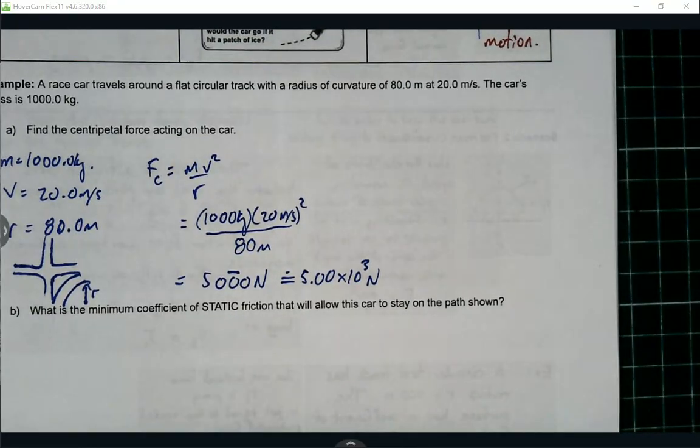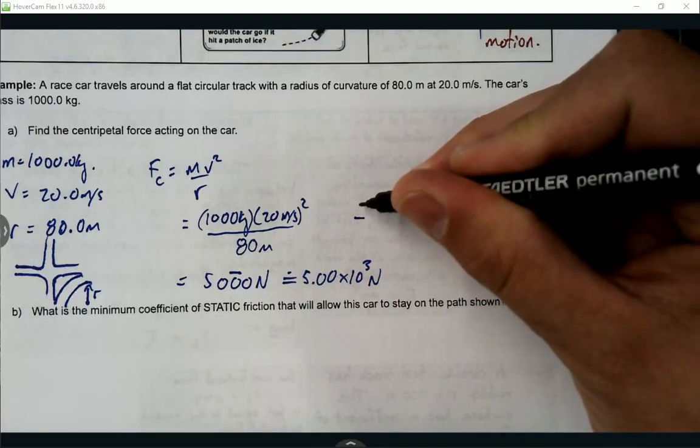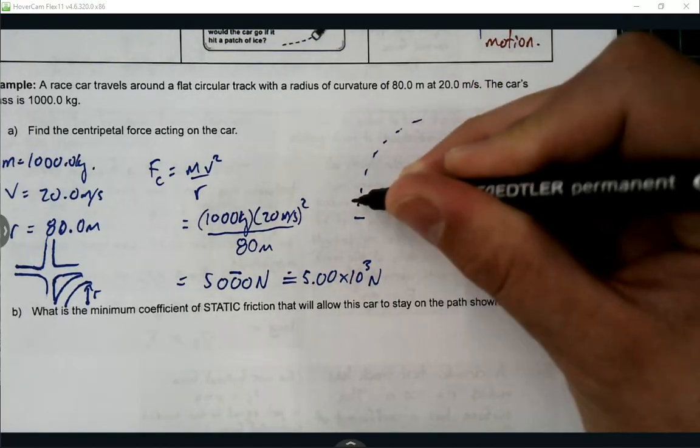And people say, okay, so what does this force really represent? Well, if we have a car that's taking the curve, here I'll draw the curve.